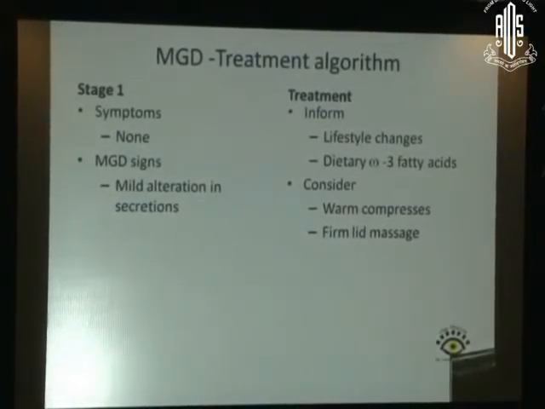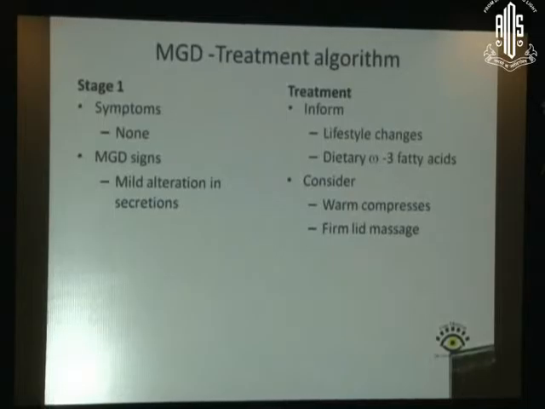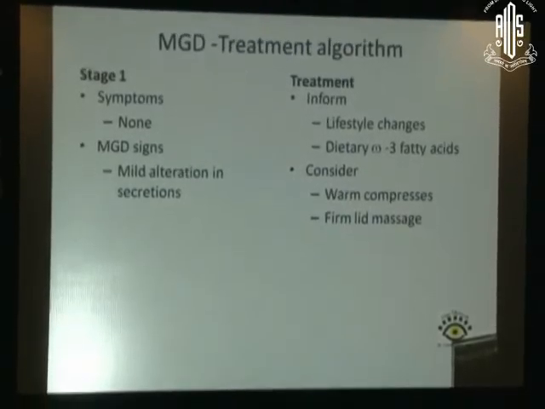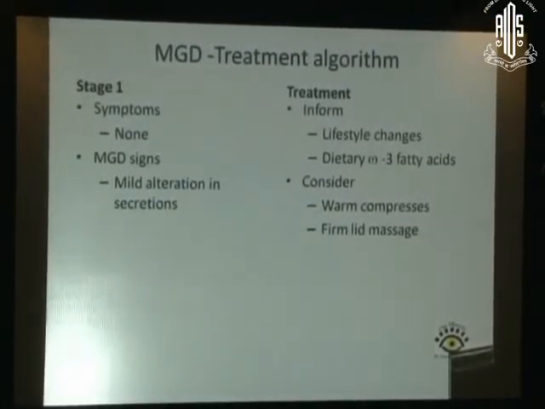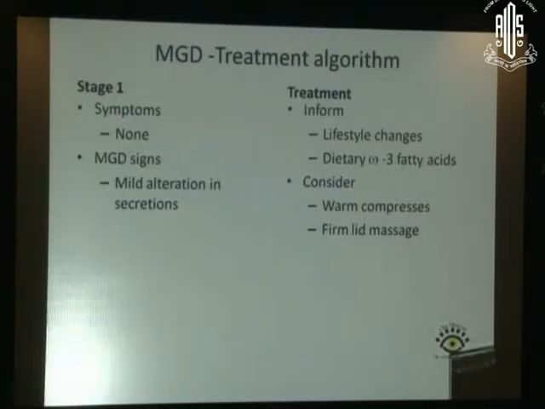According to the recommendations of the international workshop, they have given us 4 stages of MGD and accordingly told us the treatment. Stage 1 is that in which the patient walks into your OPD having no symptoms of dry eye, but when you see the lid margins, you feel there are some signs of MGD. In such patients, you can just inform the patient about the importance of lids, and that in case he gets the features, he can come to you.